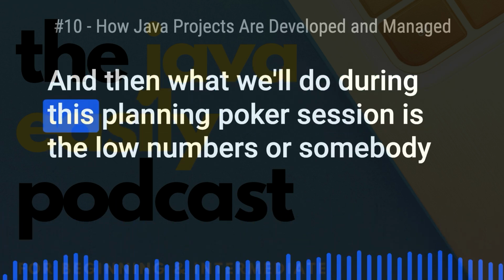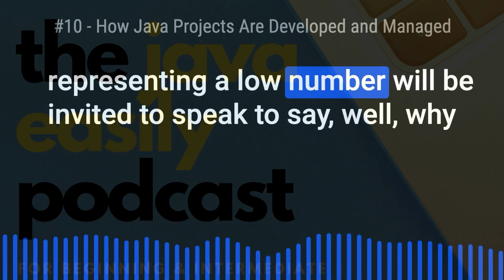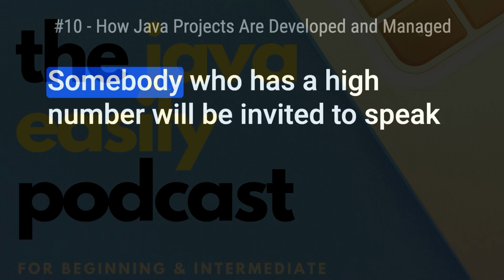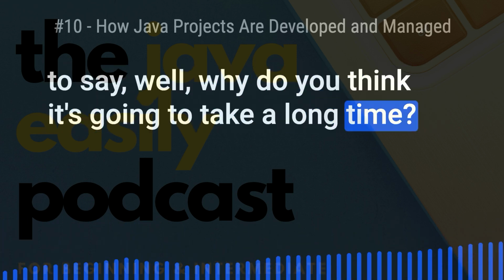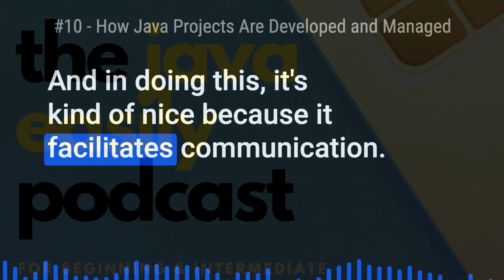And then what we'll do during this planning poker session is the low numbers, or somebody representing a low number, will be invited to speak to say, well, why do you think that's quite easy, or it's not going to take that long? Somebody who has a high number will be invited to speak to say, well, why do you think it's going to take a long time, or why do you think that's quite complex? And in doing this, it's kind of nice because it facilitates communication.